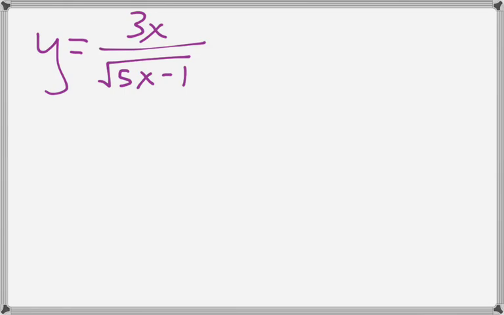Let's look at another example. So here we have y equals 3x over square root of 5x minus 1. So two things going on here. We've got a radical and we've got a denominator. And this time the radical is over the entire denominator. So if we kind of think about those at the same time, this expression 5x minus 1 is really what we're interested in.